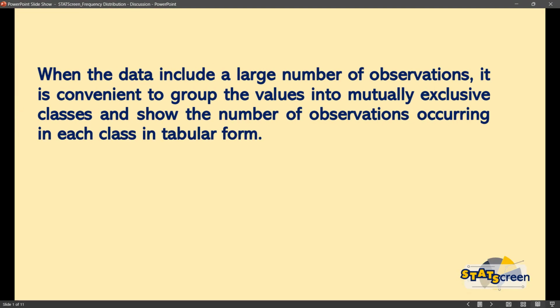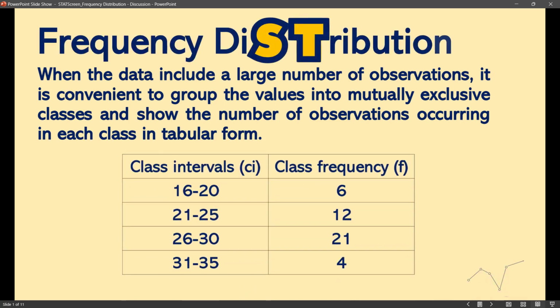When the data include a large number of observations, it is convenient to group the values into mutually exclusive classes and show the number of observations occurring in each class in tabular form. This tabular form is what we know as the frequency distribution. A sample is shown below.